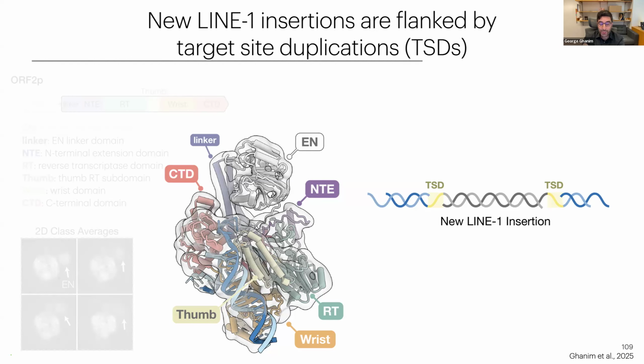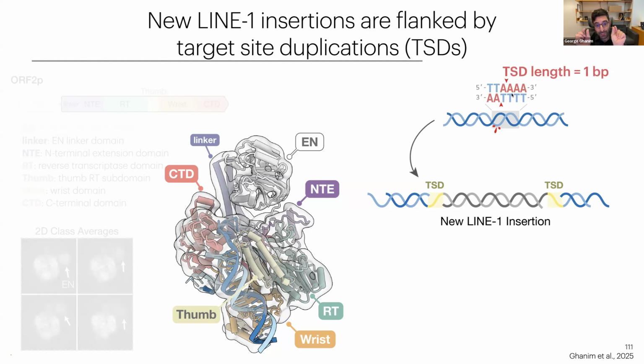New LINE-1 insertions are flanked by a direct duplication of the target site. You can see the new LINE-1 insertion here, and it's flanked by these TSDs, these target site duplications. This arises because of the staggered nick of the bottom strand relative to the top strand. So we nick the bottom strand here, but if you nick the top strand here, you produce a duplication of one base pair on each side of the new insertion. If you nick the top strand here, you get two base pairs. If you nick the top strand here, you get a three base pair duplication on each side. So on and so forth.